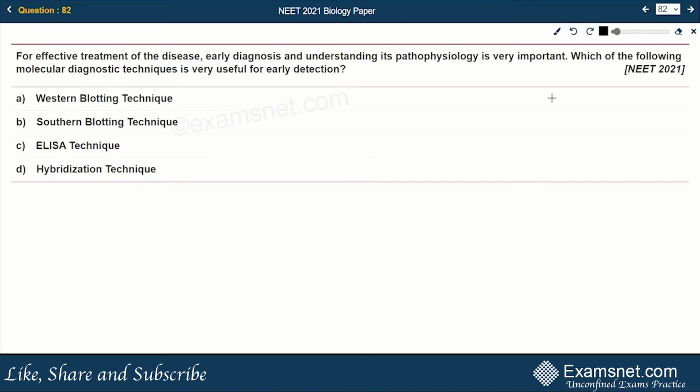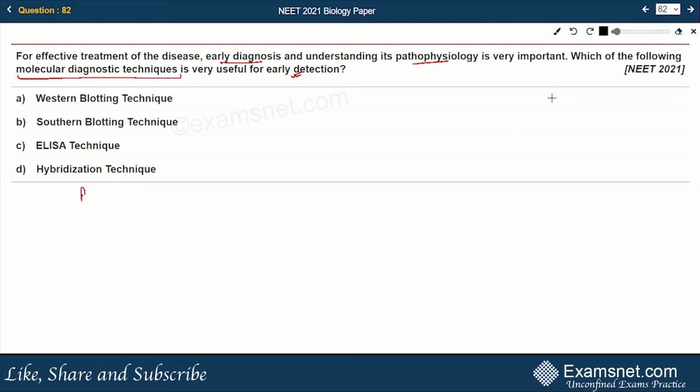All right, now move to question number 82, which is from the chapter Biotechnology and its Applications, class 12. And the question is, for effective treatment of the disease, early diagnosis and understanding its pathophysiology is very important. Which of the following molecular diagnostic techniques is very useful for early detection? Okay, so we know that molecular diagnostic techniques are used for early detection of any disease. Okay, and there are some methods which are included in the molecular diagnostic techniques.